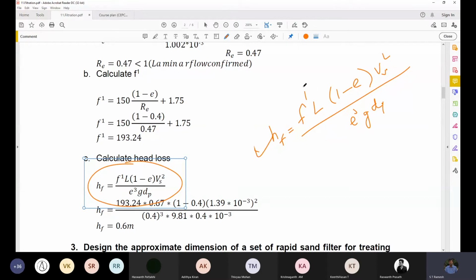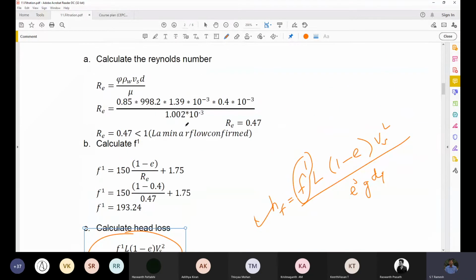Okay. So f dash is again the friction factor, E is equal to porosity, Vs is the velocity, and dp is the diameter of the particle. So you can calculate step number 1, or you can check whether you can use this formula or not. For that you check your Reynolds number. Reynolds number, Re is equal to rho V d by nu, that is kinematic viscosity.